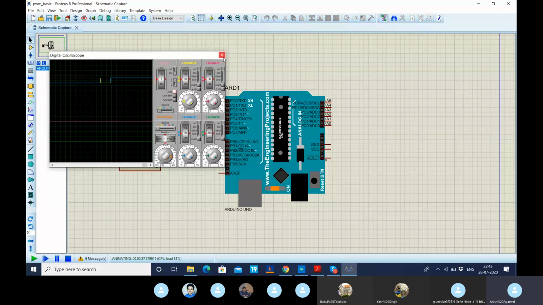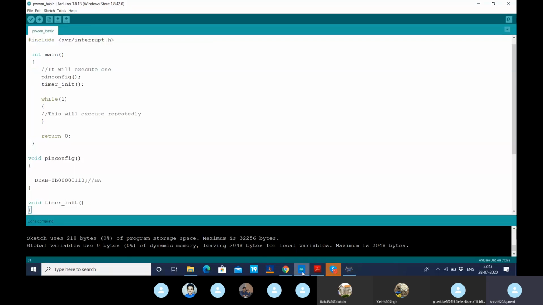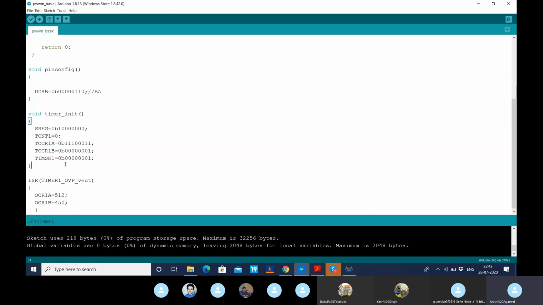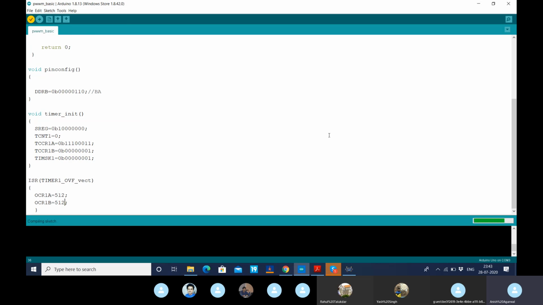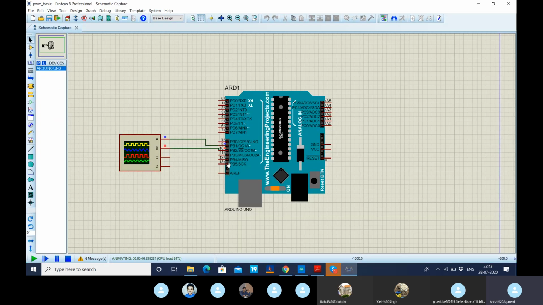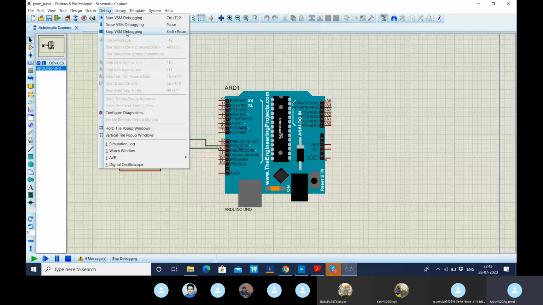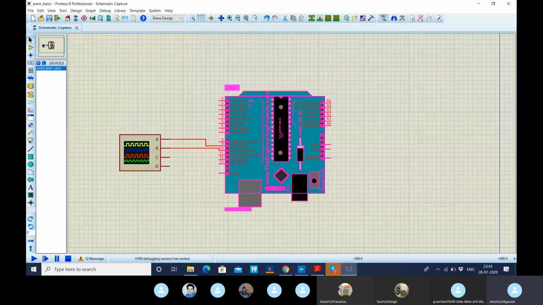Alright, now I can show you in the code. I can change the values in the code. Suppose I change it to 512 only. Alright, 512. Go to Sketch, export, compile binary, go to Proteus, debug, stop.